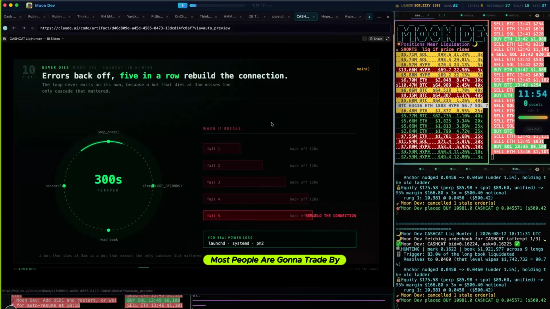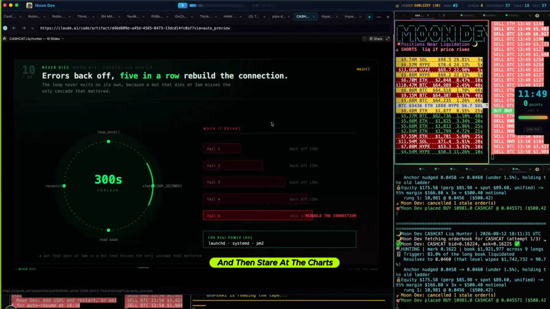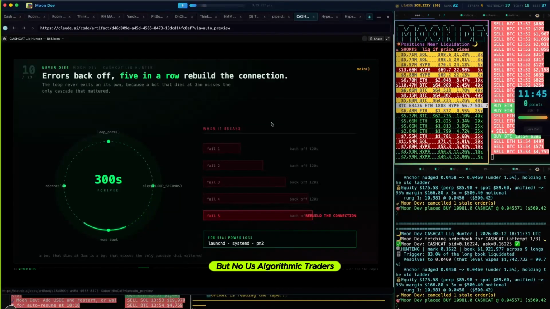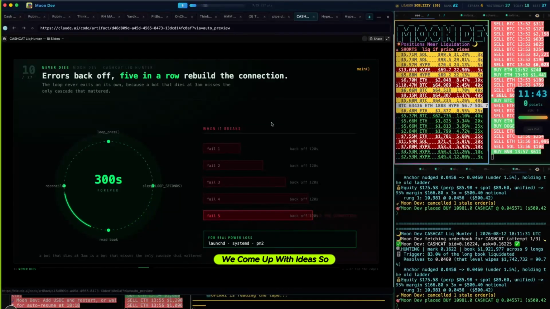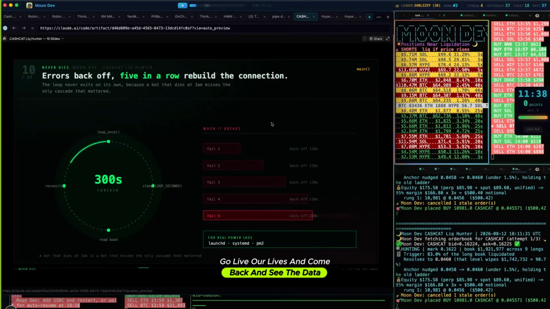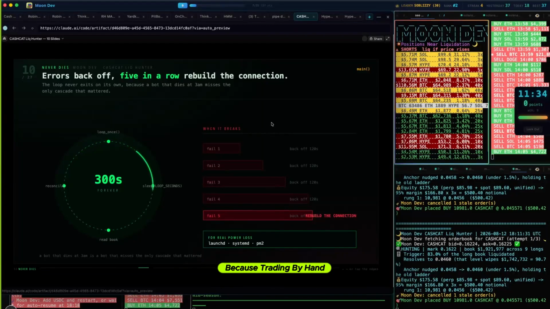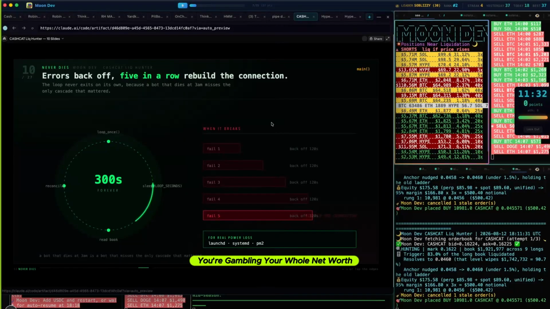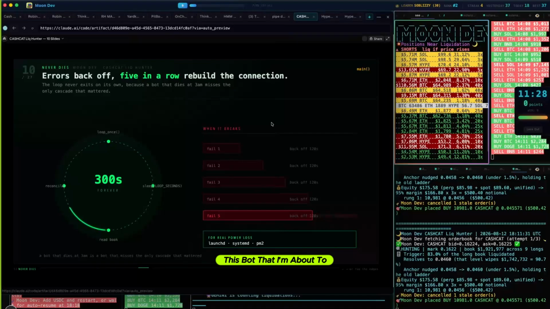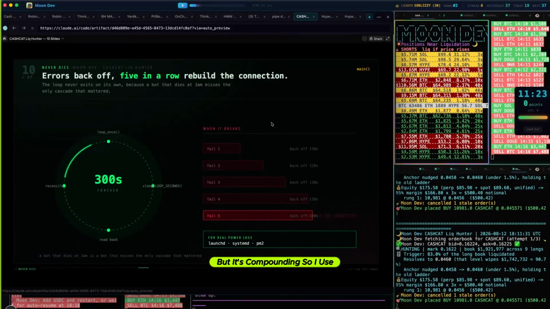Most people are going to trade by hand and look at the 9:30 open for the open range breakout and then stare at the charts all day, hoping the price is going to go their way. But no, us algorithmic traders, we come up with ideas so we can automate them, go live our lives, and come back and see the data. You see how this iteration is much better than trading by hand, because trading by hand, you're gambling your whole net worth every single day, and you're not really compounding. This bot that I'm about to show you, it's taken me years to build, but it's compounding.